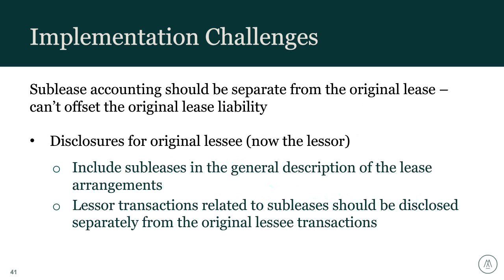So another implementation challenge is surrounding sublease accounting. So when there is a sublease that occurs, the original lessor should continue to apply the general lessor guidance. The government that's the original lessee and becomes the lessor in the sublease should account for the original lease and the sublease as two totally separate transactions. One is a lessee, one is a lessor. Those two separate transactions do not offset against one another.